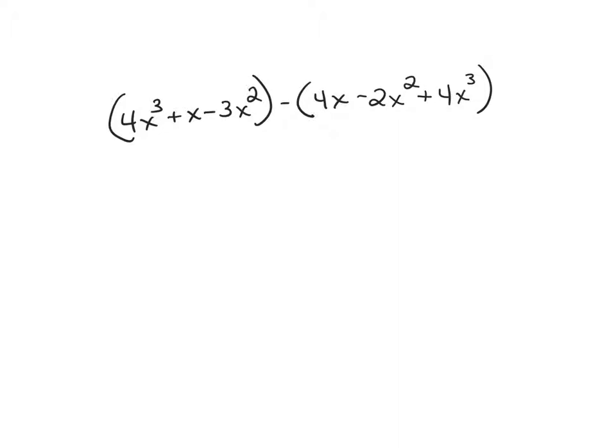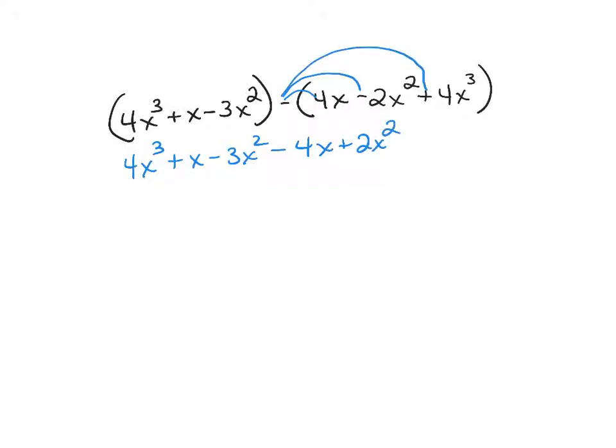Here's one that's a little bit longer and a little bit more involved. And once again, the very first thing I need to do is get rid of my parentheses. So the very first one, I can just write down what I have, 4x to the third plus x minus 3x squared. But now I'm going to subtract, and I need to subtract a 4x. I need to subtract, which means I'm going to add a 2x squared. And I'm going to subtract that positive 4x to the third, which means minus 4x to the third.